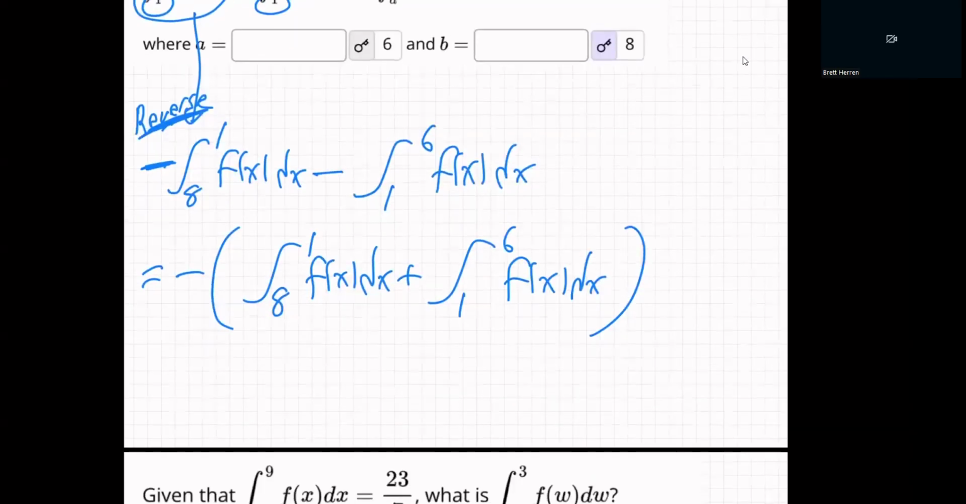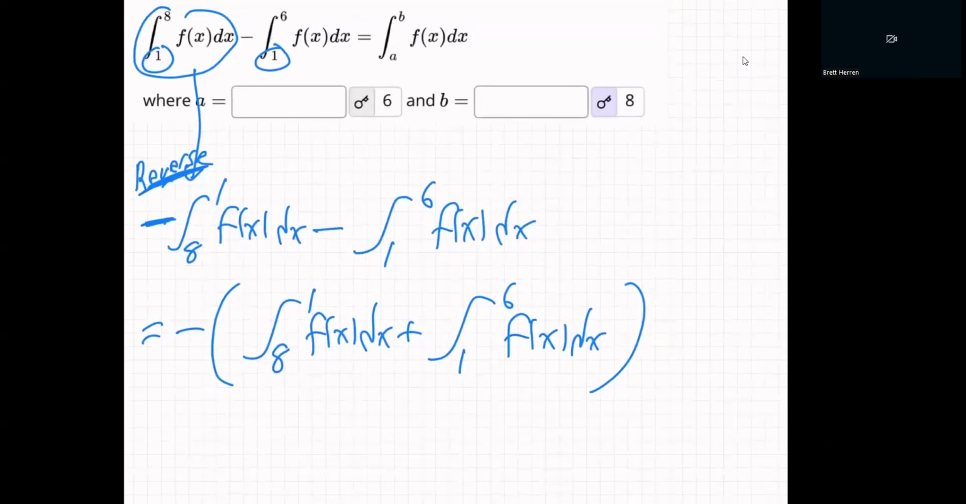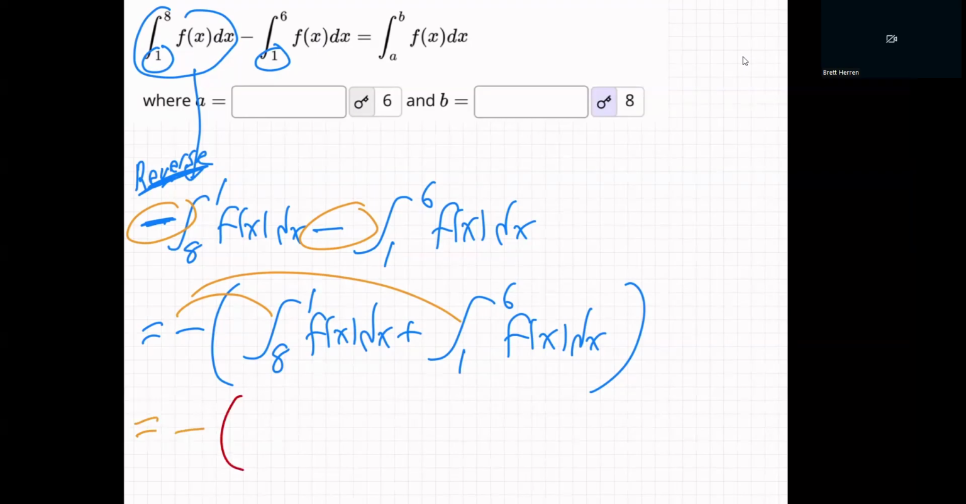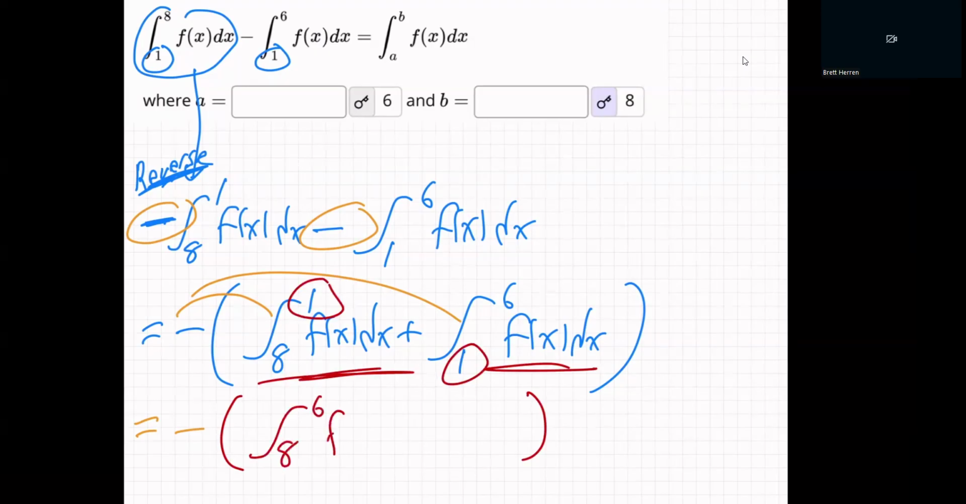Do you see that trick? That minus sign could distribute, and it would go right back to these two negatives, right? Okay, so what? Well, now what is this and this? See how they connect at the 1? So that's just the integral from 8 to 6 of f of x dx, right?